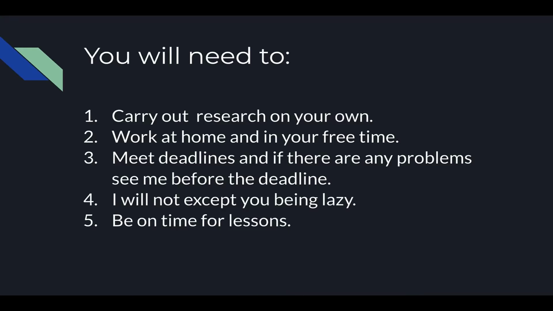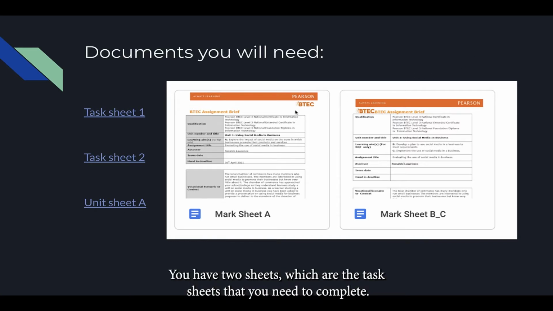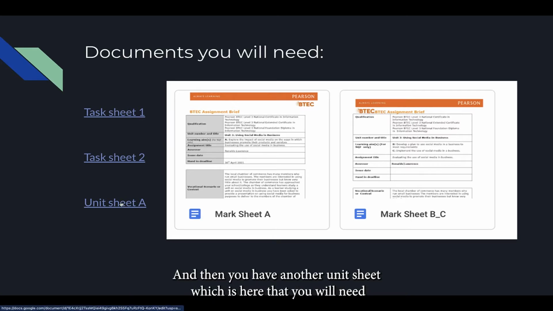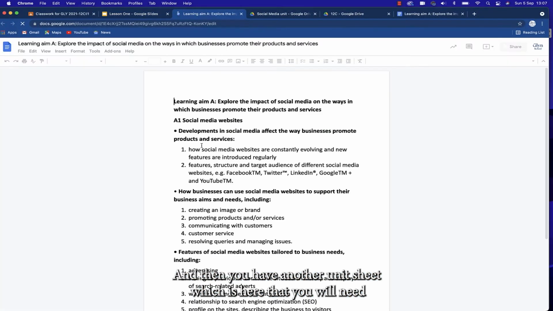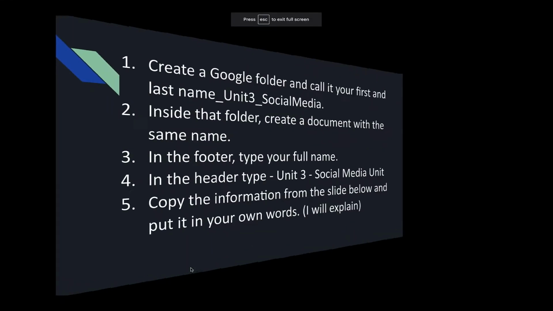This is critical. There are documents that you will need, and what I've done is I've linked these documents here. You have two sheets, which are the task sheets that you need to complete. You have Mark Sheet A and Mark Sheet B and C. Again, these links are on the side here, and then you have another unit sheet, which is here, that you will need to carry out research based around that unit sheet.